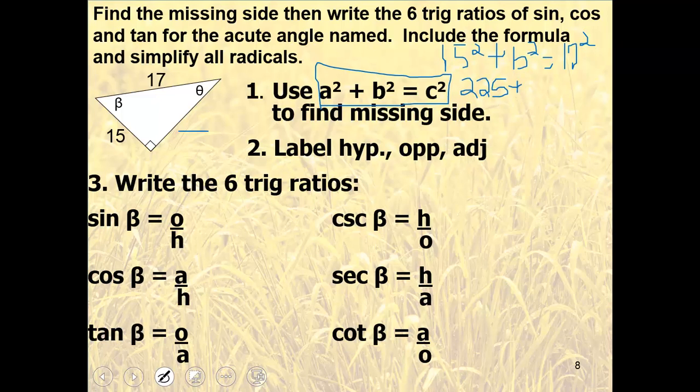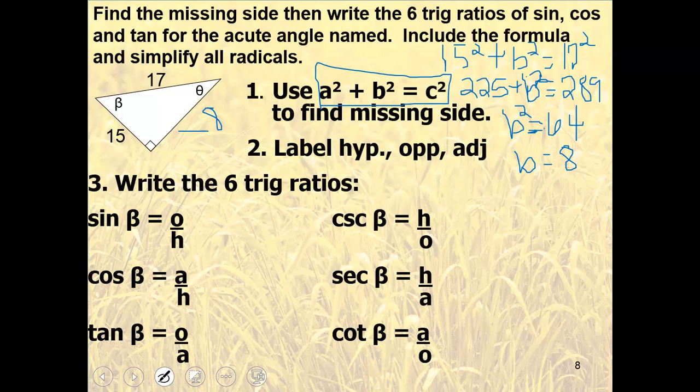I get 225 plus b squared equals 289. Recovered nicely from that one, even though you can't tell that's a b squared. Okay. I'm going to subtract 225 from both sides, and I get b squared is equal to 64. Therefore, b is equal to a nice number, 8. Beautiful. No radicals on this one. We're rocking and rolling with this one.